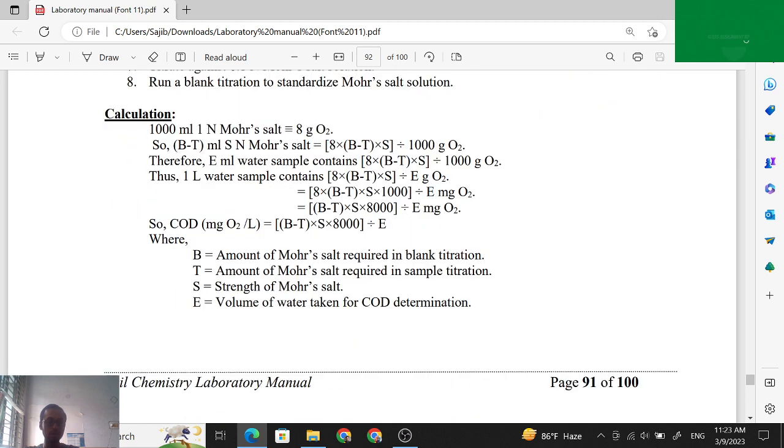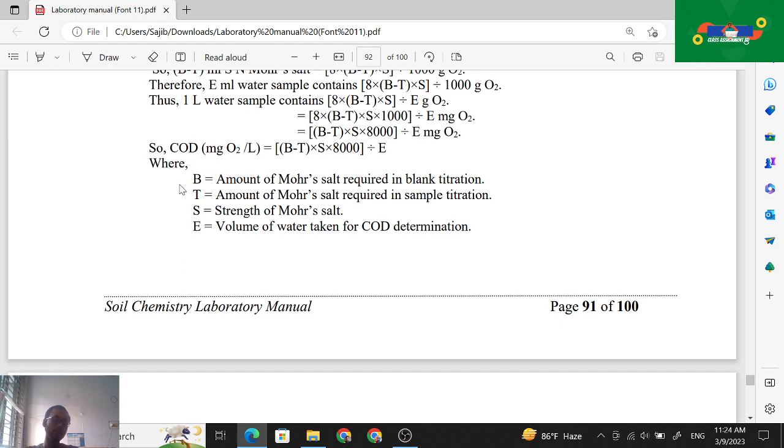In the calculation, 1000 ml of Mohr's salt is equivalent to 8 grams of O2. So (B minus T) ml of Mohr's salt of strength S is equivalent to 8 into (B minus T) into S divided by 1000 grams of O2. Therefore E ml of water sample contains 8 into (B minus T) into S divided by 1000 grams of O2, that is, 1 liter of water sample contains 8 into (B minus T) into S divided by E, multiplied by 1000 mg of O2. So COD in mg O2 per liter equals (B minus T) into S into 8000 divided by E.